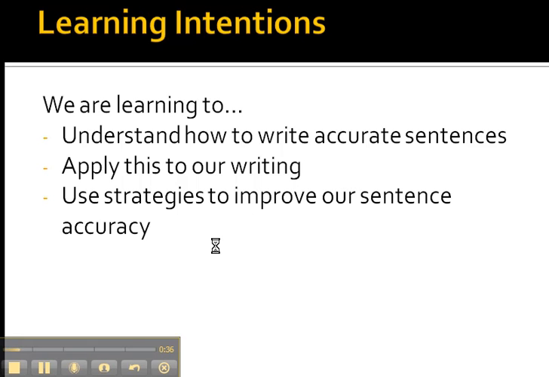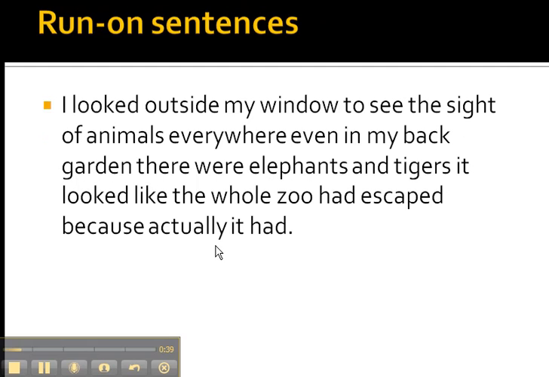All right. Here's an example of some work that I've put together from lots of your mock exams. Nobody wrote this, but this is the sort of thing that we were getting in the mocks. And I've called it run-on sentences. I looked outside my window to see the sight of animals everywhere, even in my back garden there were elephants and tigers. It looked like the whole zoo had escaped because actually it had.